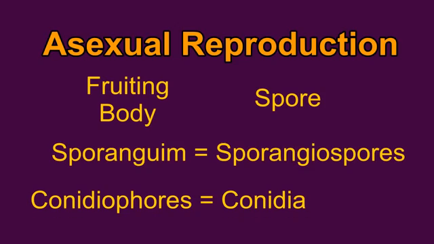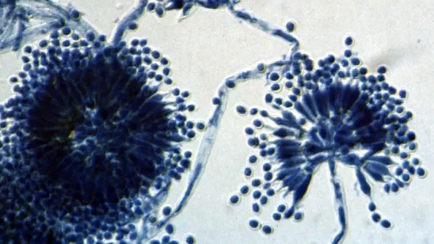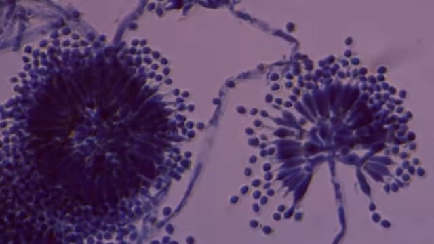In other fungi, the spores develop on supportive structures called kinidiophores, and the spores are called conidia, from the Greek kinidios, meaning dust. An example of a fungi that uses this method is penicillium.